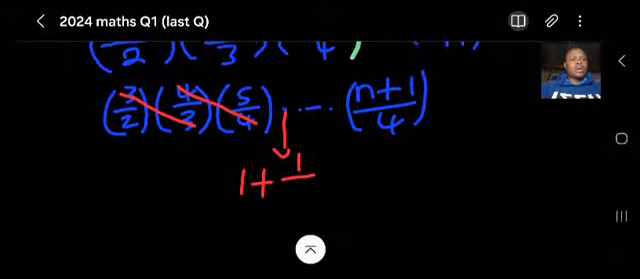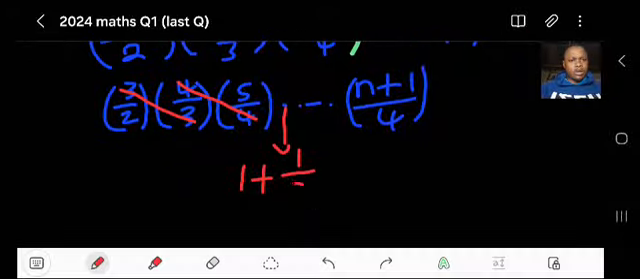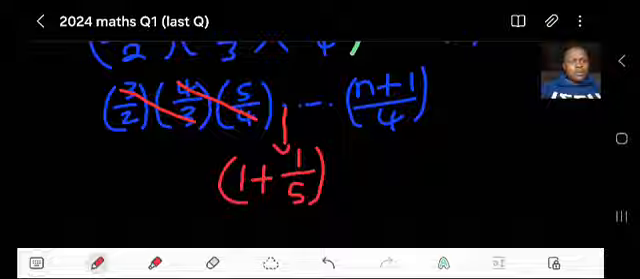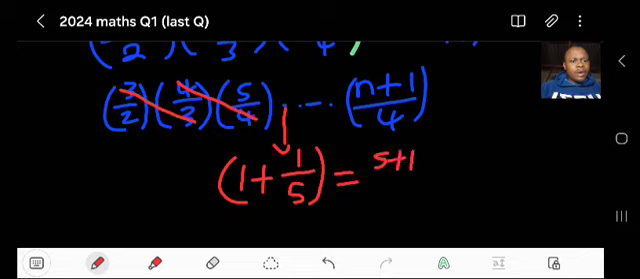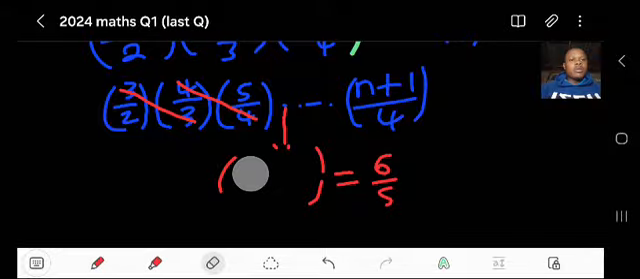So as you can see, here we'll have what? 5, like this. 2, 3, 4. We add 1, 5. This will simply equal, when you multiply, 5 plus 1 over 5. Then this will simply equal 6 over 5. Let me just replace that dot here also.